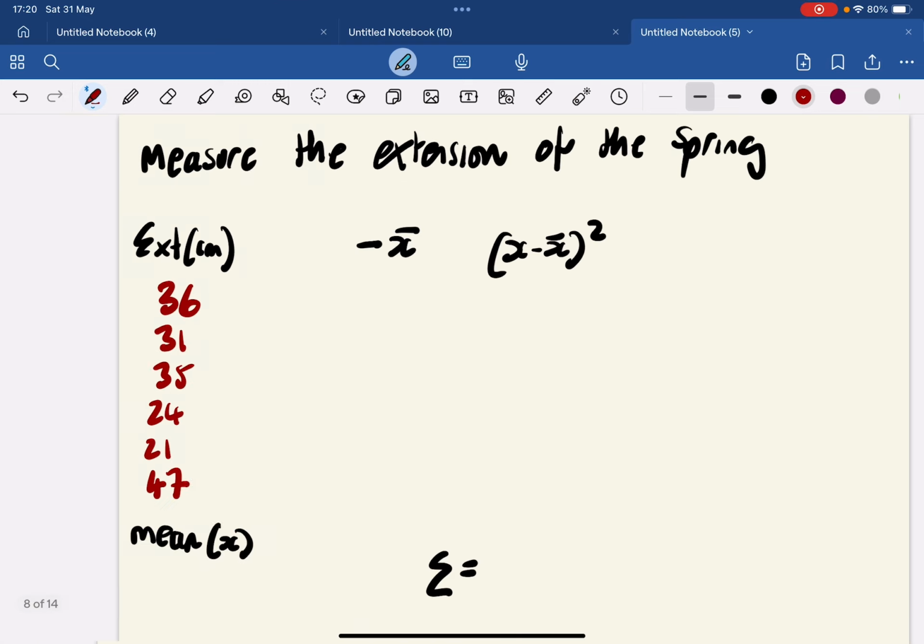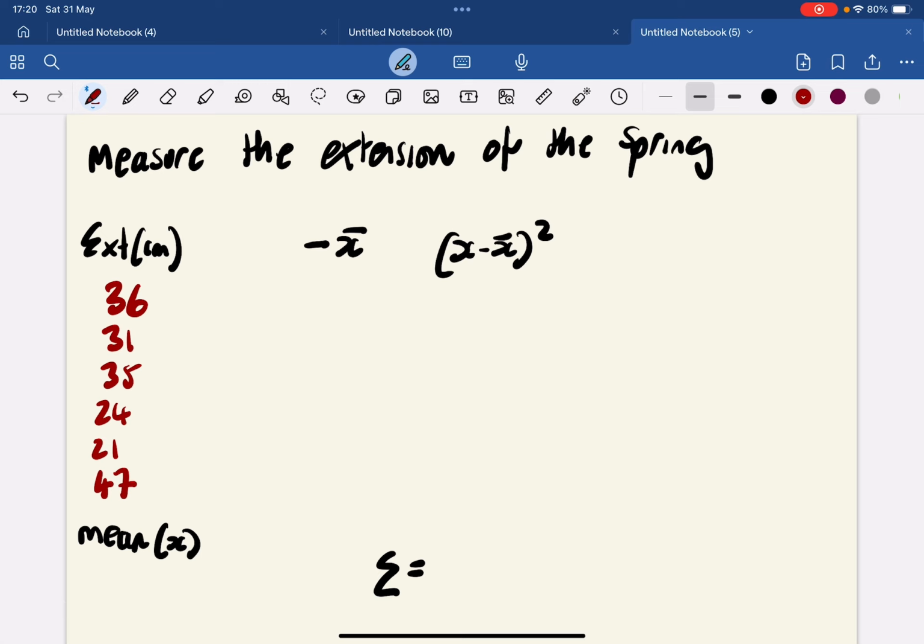Let's have a look at how this would work. We're measuring the extension of a spring, and the extension was measured 6 times. It's in centimetres, so we had 36 centimetres, 31, 35, 24, 21 and 47. Following that, we can work out the mean. We add them all up and divide by 6, which is 32.3. So the mean extension is 32.3.